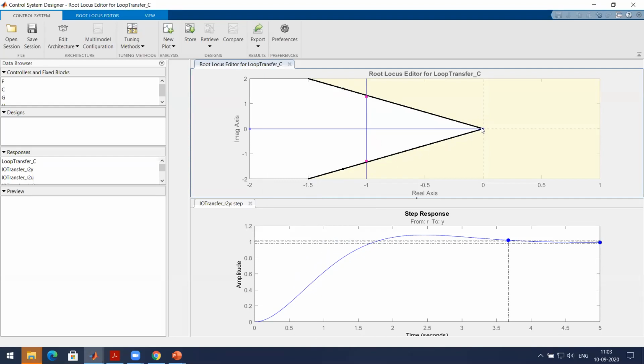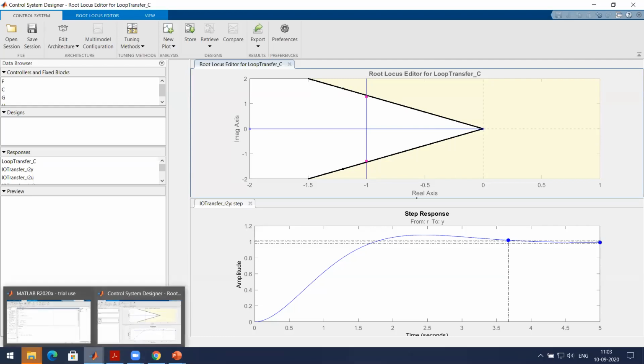Previously, have you seen this? No, sir, we have not seen. This is the first time we are seeing. Have you seen the pole zero map with grid on? I don't think so. Pole zero map with grid on, I had shown you the damping ratios. I don't know if you remember.